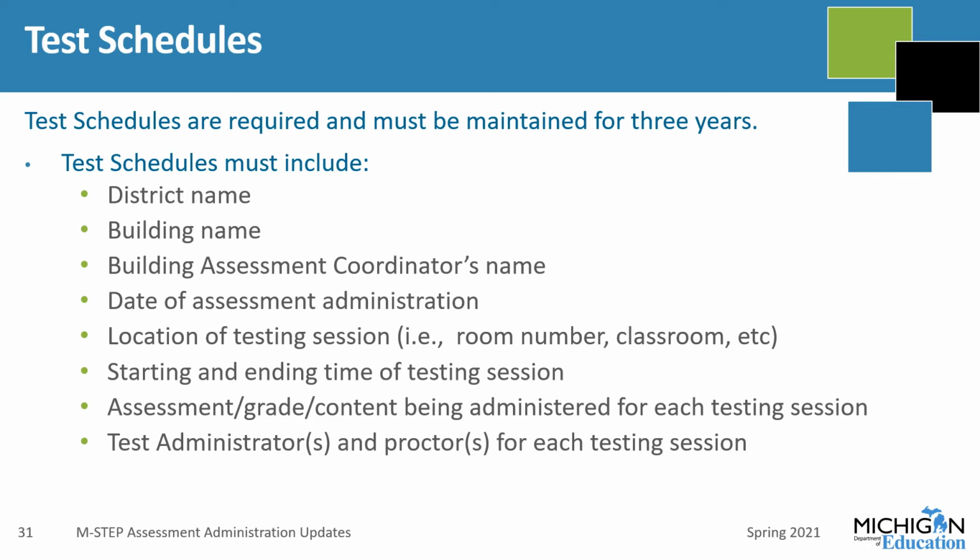There's a template available in the Assessment Integrity Guide on the MSTEP webpage. Again, that's www.michigan.gov/MSTEP under the Current Assessment Administration section. You're not required to use the template. You can create your own, but you need to have this information on it.